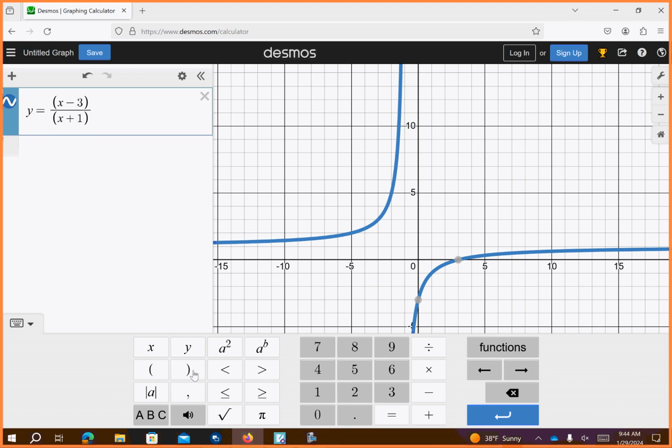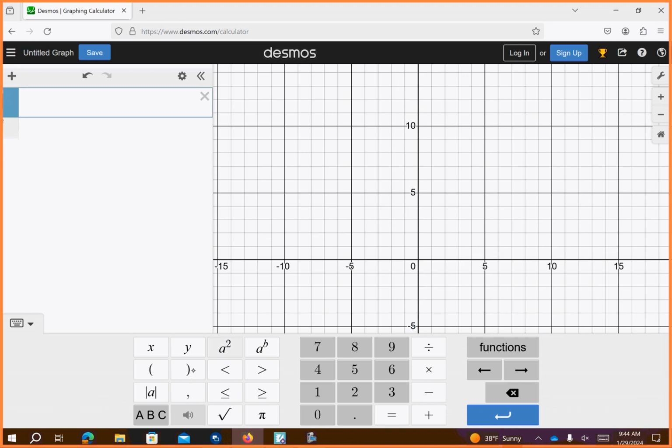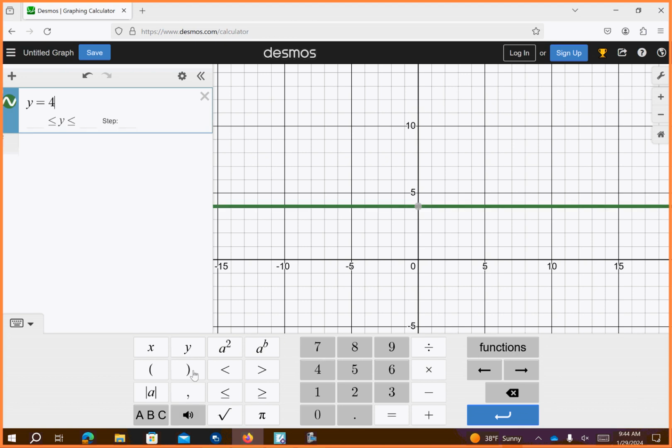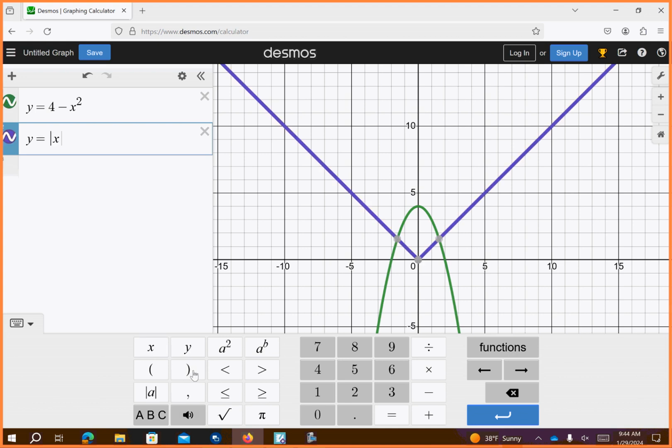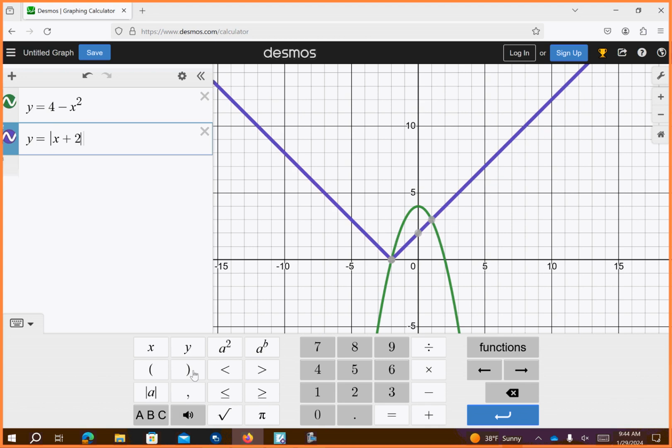And then number 6, I think I already worked this one out. The second number 6, because we're trying to find the intersection of those two, I'm going to set the left side equal to y, and then the right side equal to y. So I'm going to do this. And then my other one, I'm going to go y equals, and I have to go search for my absolute value. Oh, it's down there, right above the ABC. Absolute value of x plus 2, and then close that bracket, and minus 3.